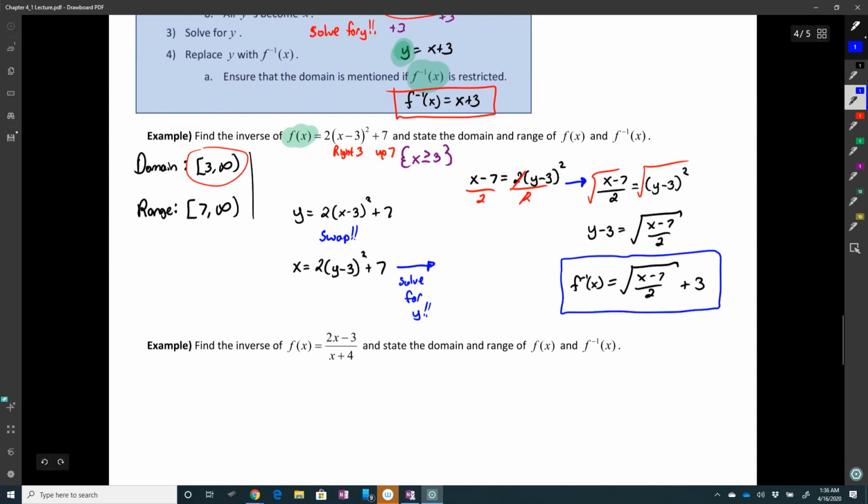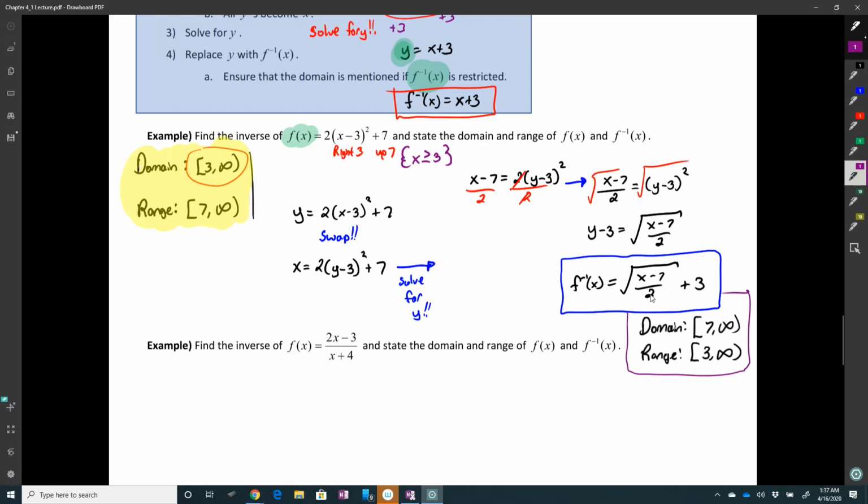All right, so there you go. We have the original function. You swap the variables, solve for y, and you end up with the inverse. Now they want you to find the domain and range of the inverse, but it turns out if you know the domain and range of the original, you know the domain and range of the inverse. So automatically I know that the domain is 7 to infinity, and the range is 3 to infinity. They swap places. All right, so that was that example.